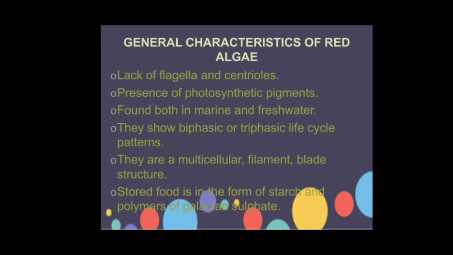Here are the general characteristics of red algae. They lack flagella and centrioles, but they have the presence of photosynthetic pigments, found both in marine and fresh water. They show biphasic or triphasic life cycle patterns. They are multicellular, filament or blade structures. Stored food is in the form of starch and polymers of galactan sulfate.